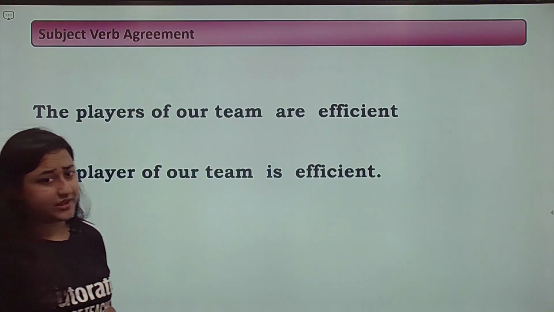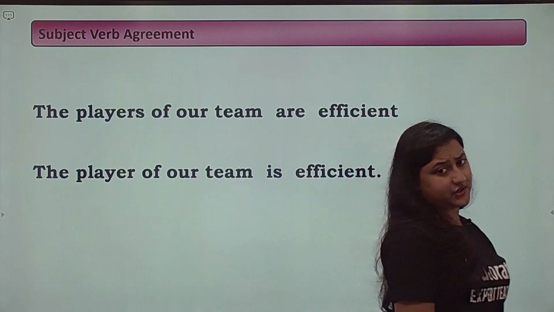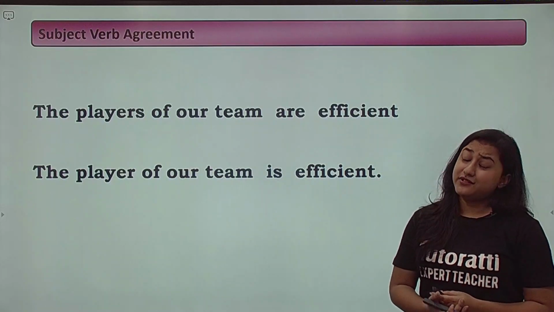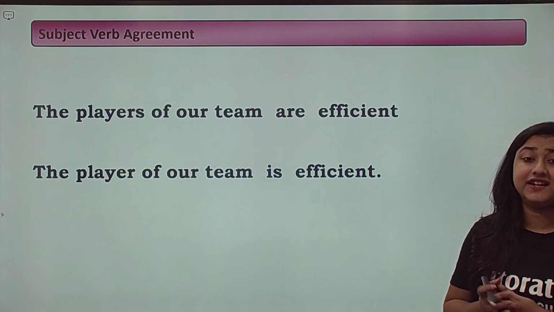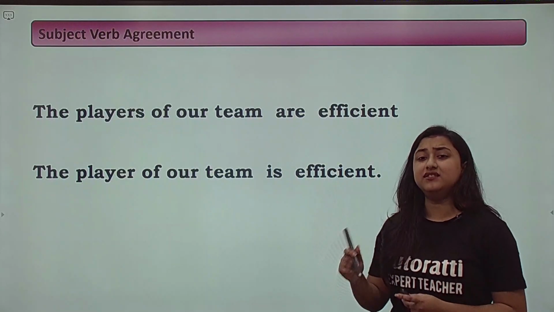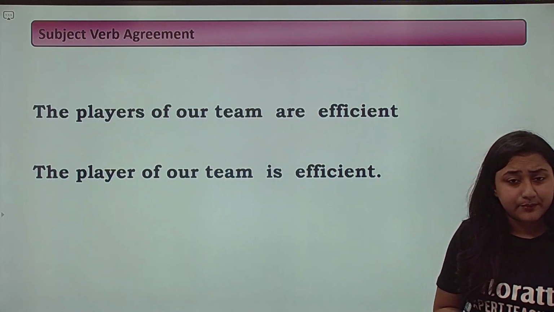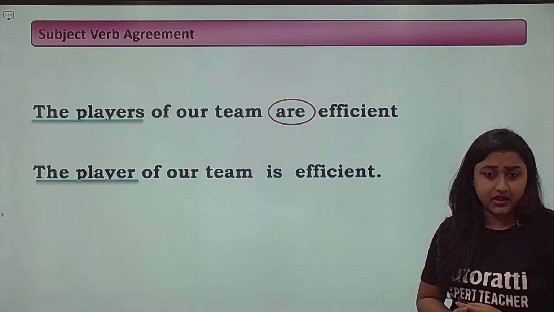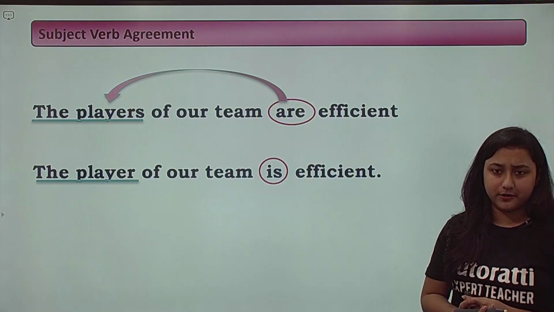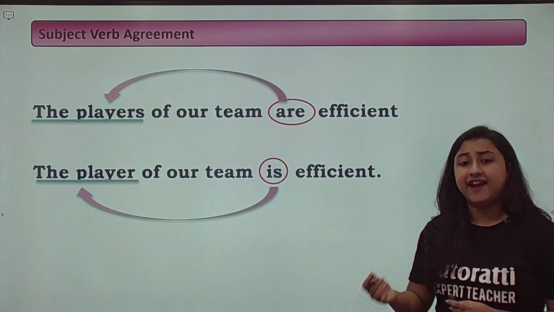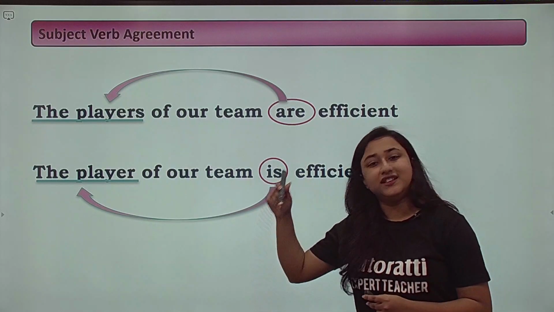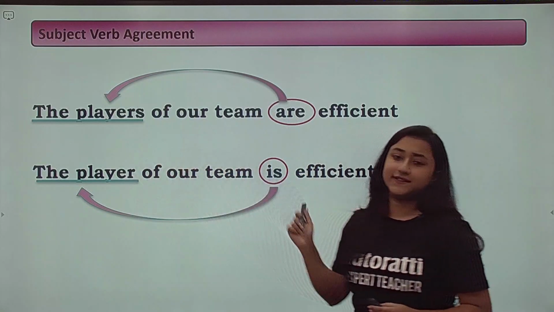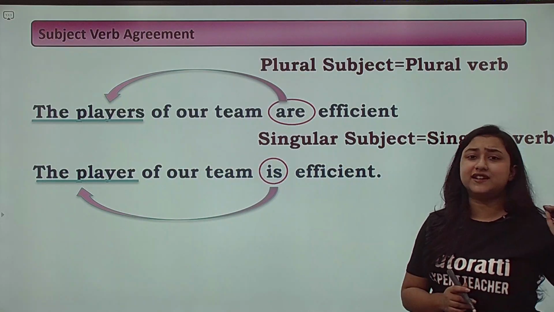Now students, can you tell me which sentence is correct? Please think. Now you can see both the sentences are grammatically correct. Why? In the first one, the players of our team are efficient. Which is the subject? The players. And which is the verb? It is are. And in the second one, the player is the subject and is is the verb. So the players is agreeing with are and the player is agreeing with is. A plural subject takes a plural verb, a singular subject takes a singular verb. This is the basic rule that you need to remember, students.